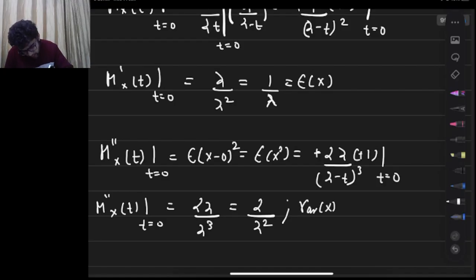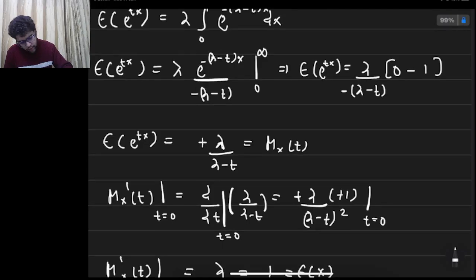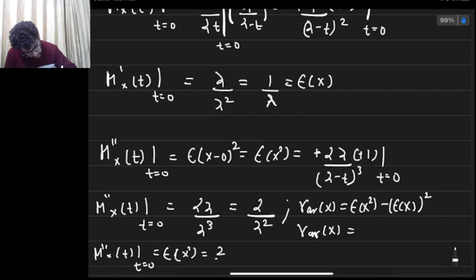So now what will be my variance? Variance of X becomes E of X square minus E of X whole square. Where is my E(X square)? Yeah, so this was my E(X square). This M double dash X at t equals 0 is my E(X square), which was equal to 2 upon lambda square, right?